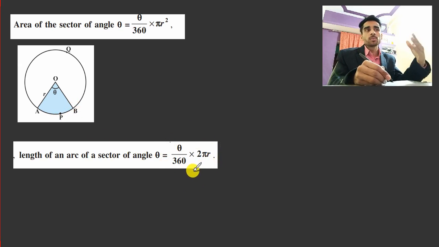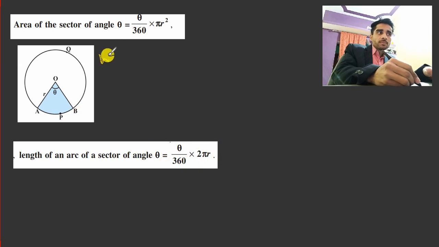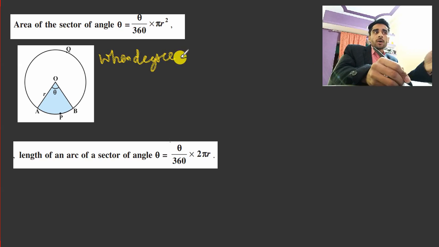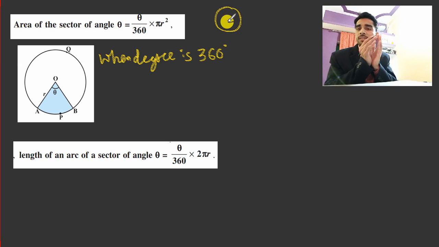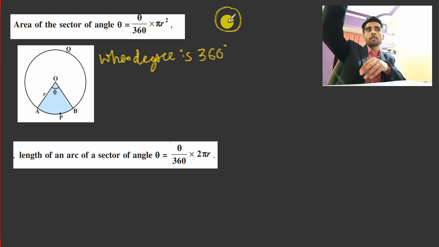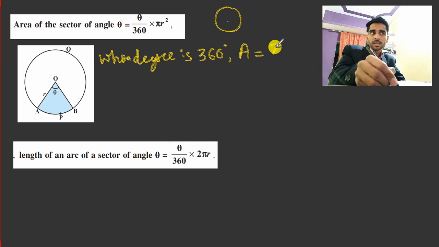I would also like to tell you how we derive this formula. As we know, when the degree of the circle at the center is 360 degrees, like this, we have this circle and this center, and at the center it forms 360 degrees, that's why it is a complete circle. So when the degree is 360 at the center, the area of this complete sector is given by A equals pi r square.